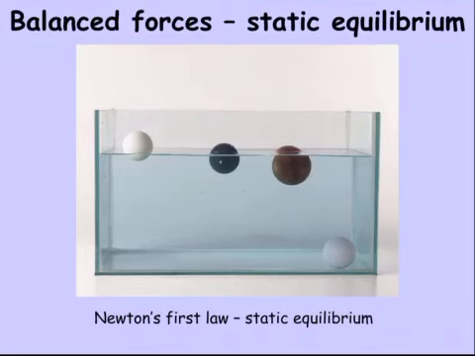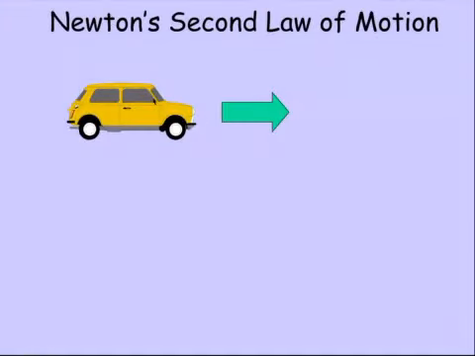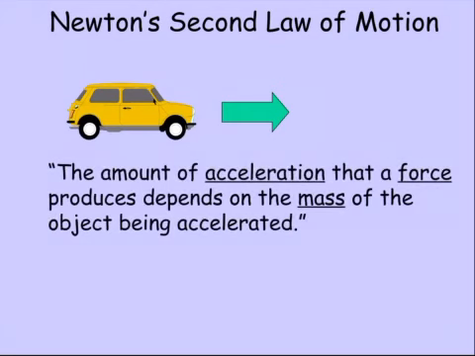Next, we think about Newton's second law of motion. This is really one which we apply some numbers to. So Newton's second law of motion tells us that the amount of acceleration that a force produces depends on the mass of the object being accelerated. And this is normally remembered as the formula F, for the net force, equals mass times acceleration.